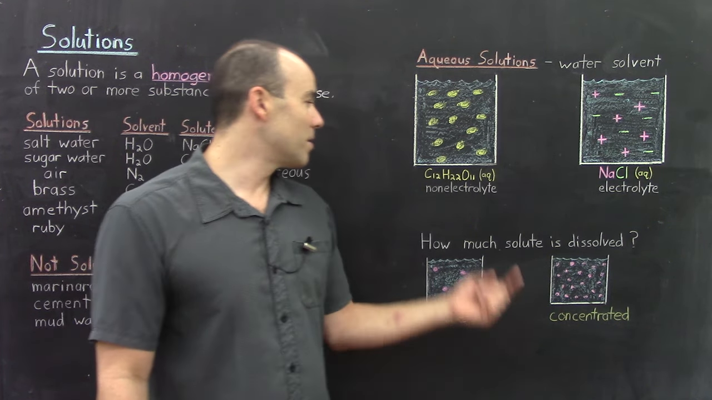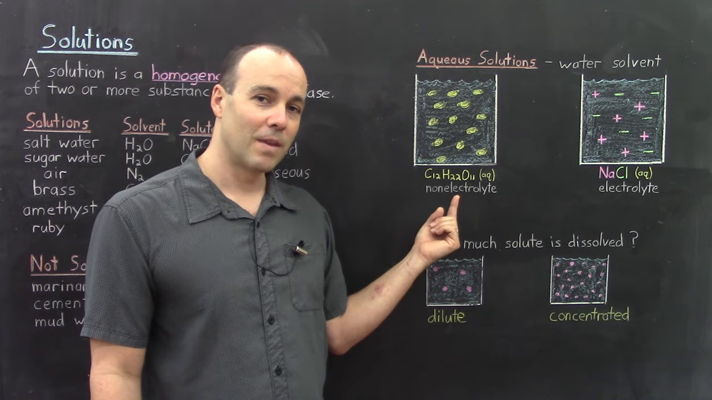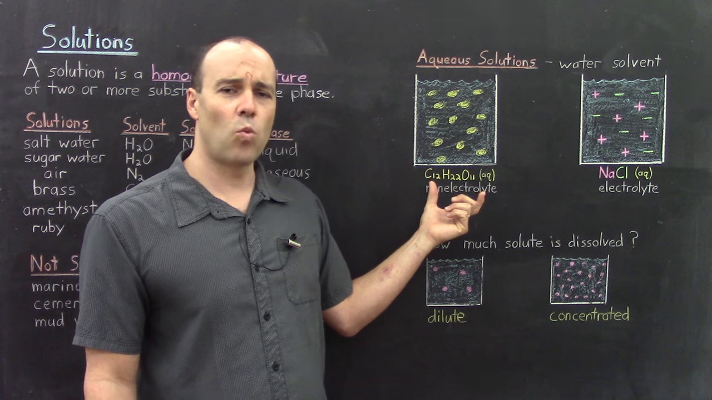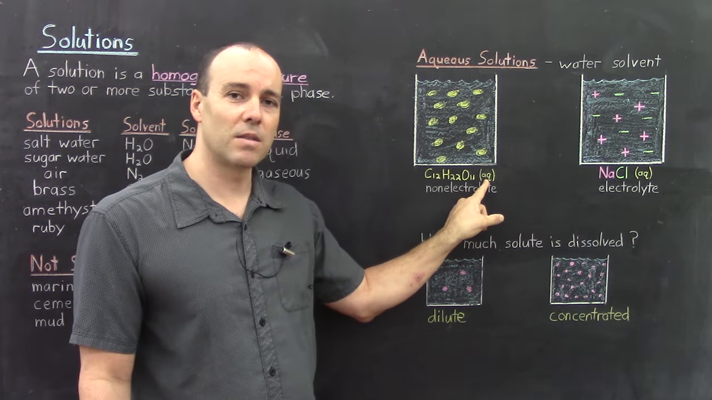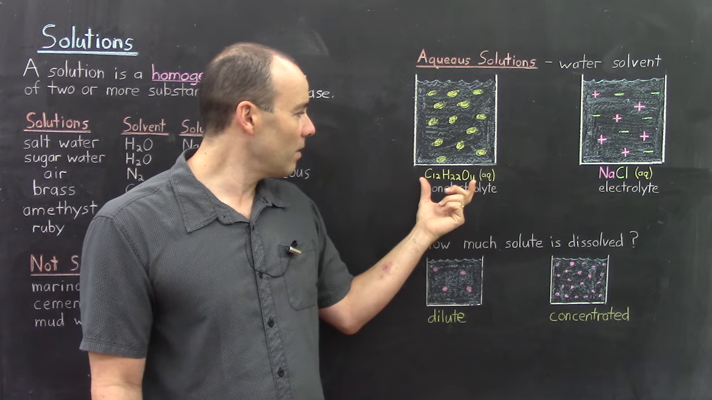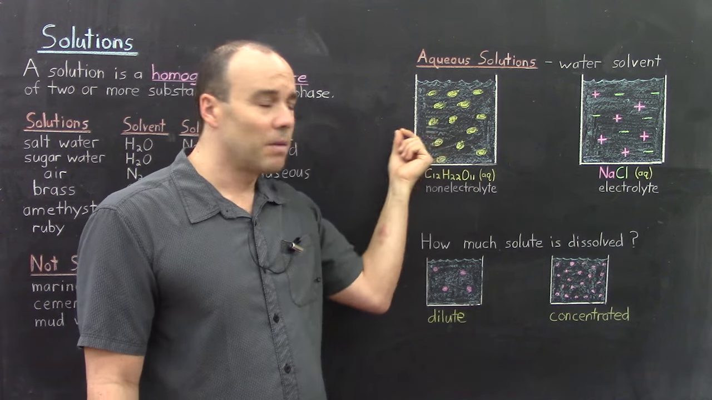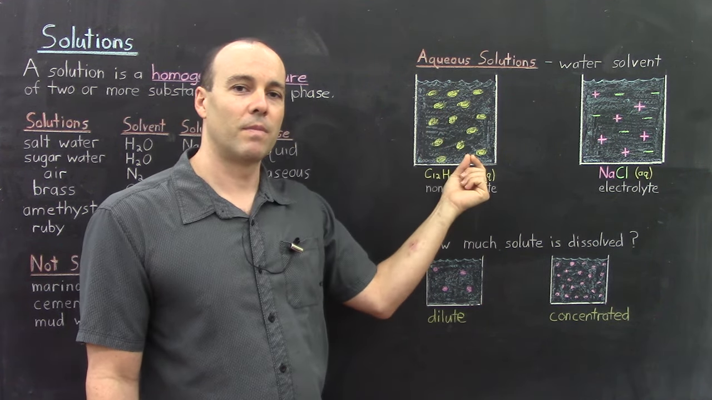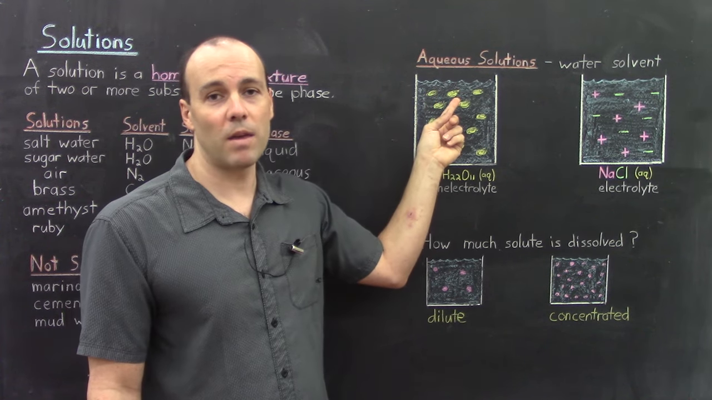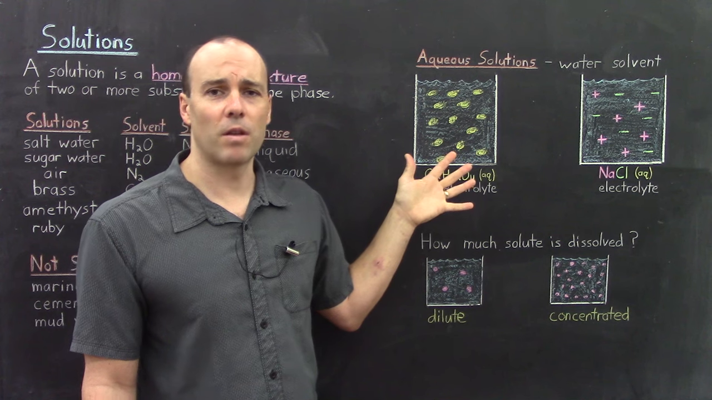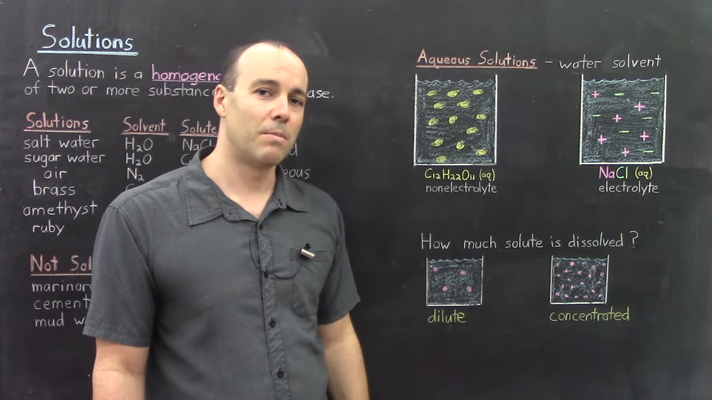The first one is sucrose dissolved in water. This is table sugar. Now when sucrose dissolves in water, and the little AQ in parentheses means it's dissolved in water, the molecules of the sucrose become completely separated from one another. And I've drawn a molecule right here, and you can see that it's separated from that one right there, and they're all separated from each other and mixed together in a pretty even fashion, so a homogeneous solution.